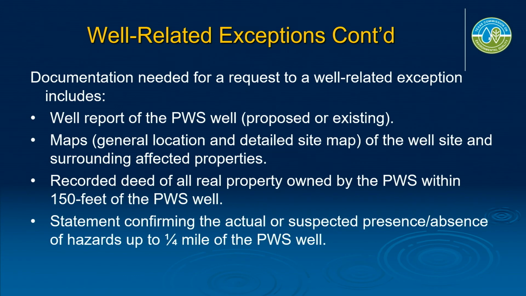Common documentation that you're going to need when you come to us to request a well-related exception includes a well report for the well, and maps: a general location or a detailed site map of the well site and the surrounding affected properties. We're going to want to see, in most cases, a recorded deed of all the property owned by the PWS within 150 feet of the well. And then a statement confirming the actual or suspected presence or absence of hazards up to a quarter mile from the well. These are some of the most common things that we'll request with these kinds of well exceptions.